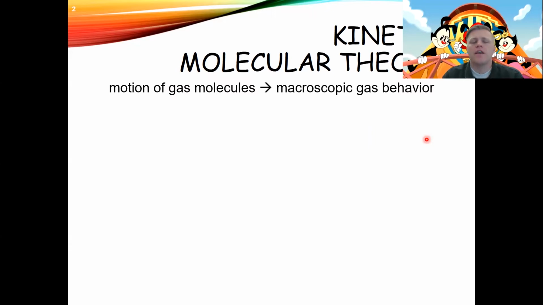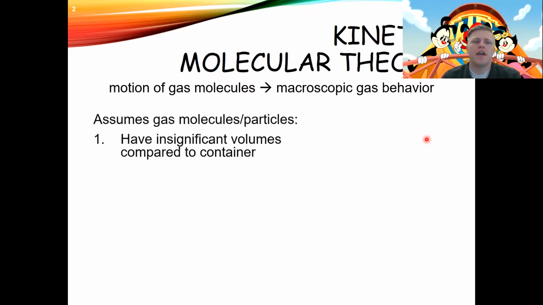So this theory requires 5 assumptions, or it was developed using 5 assumptions. Some of those assumptions are good, some of them are not so good. So let's go through them. First assumption is actually very good. It is that the volumes of molecules and particles of gas are very small compared to their container.